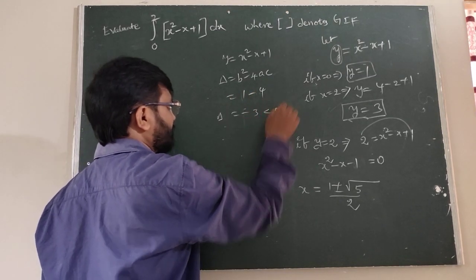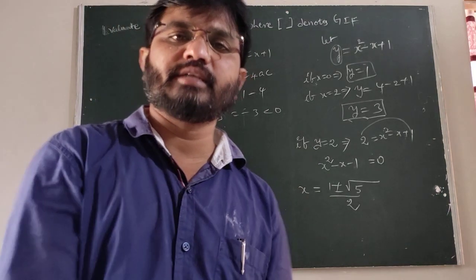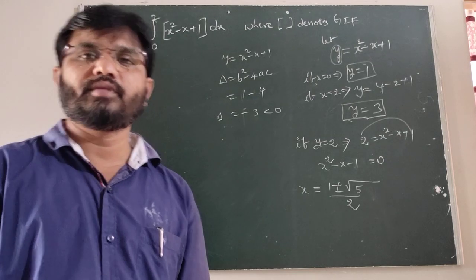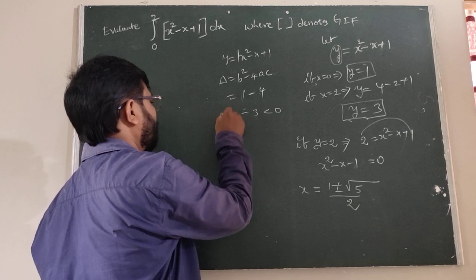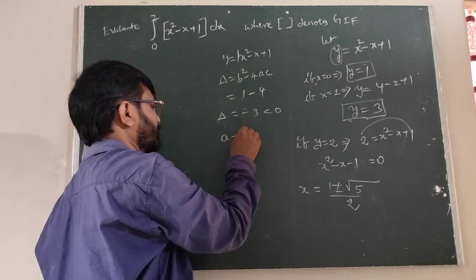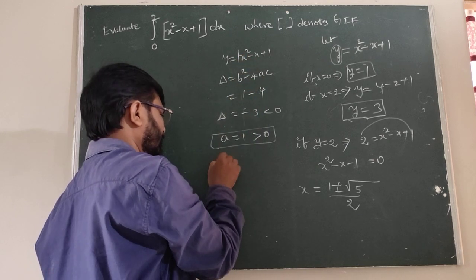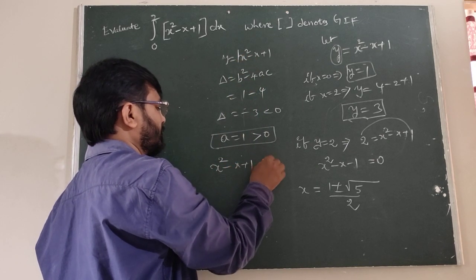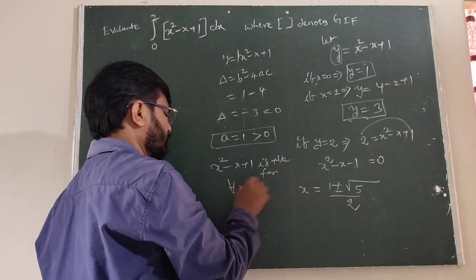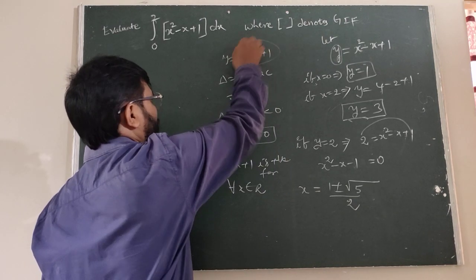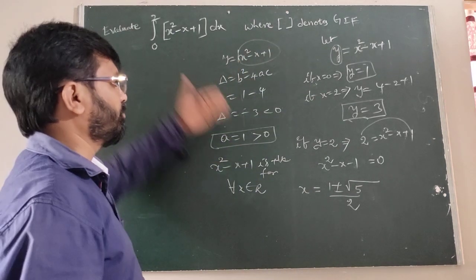When the discriminant is less than 0, the sign of the expression depends on the coefficient of x square. Therefore here the coefficient of x square is 1. a equal to 1 greater than 0. Therefore x square minus x plus 1 is positive for all x belongs to R. This is not negative. y always has positive values since it completely lies above the x-axis.